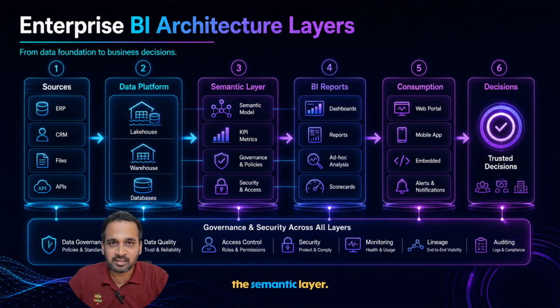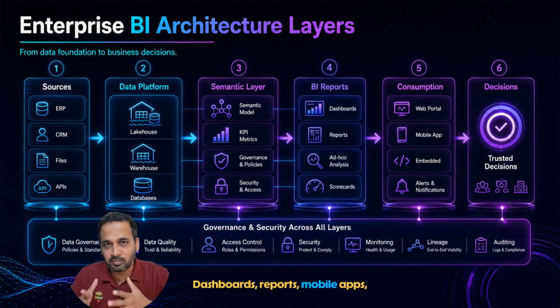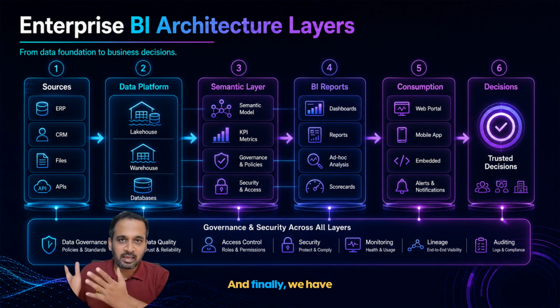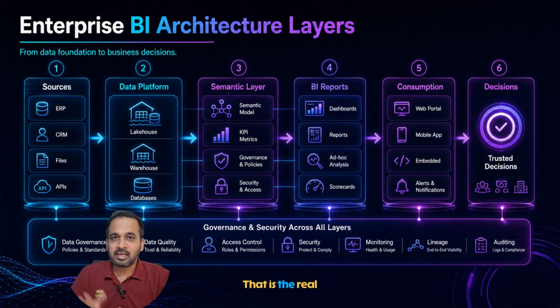Above that, we have the semantic layer. This is where business meaning is created. Then we have the BI reporting layer: Power BI, Tableau, Looker, QuickSight or other BI tools. Then we have consumption: dashboards, reports, mobile apps, embedded analytics, subscriptions, alerts, and business review packs. And finally, we have decisions. That is the real goal, not just showing data, but helping the business take better action.